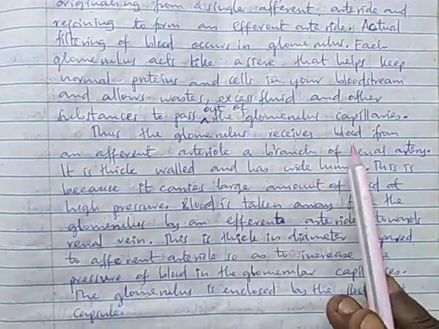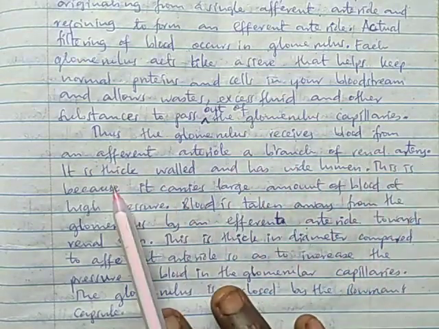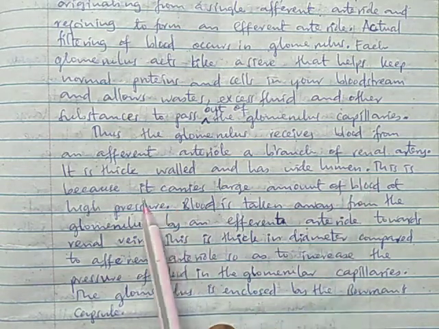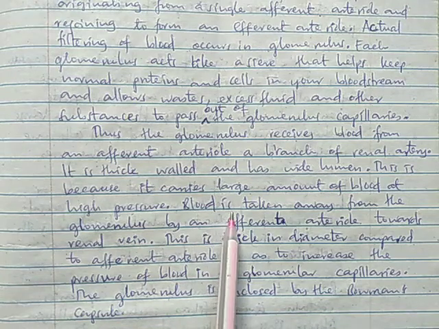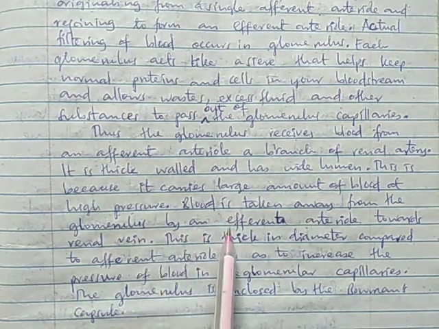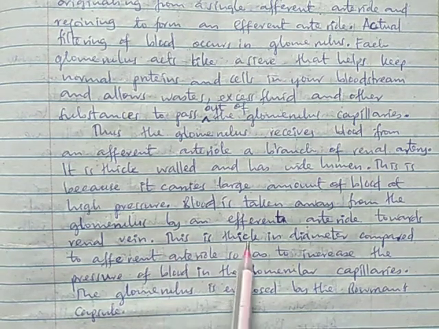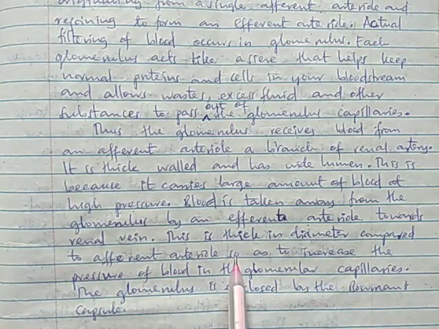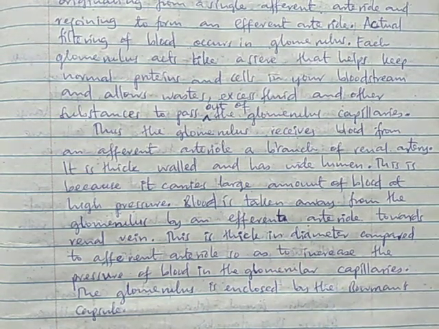Thus, the glomerulus receives blood from an afferent arteriole, a branch of renal artery. It is thick-walled and has a wide lumen. This is because it carries a large amount of blood at high pressure. Blood is taken away from the glomerulus by efferent arteriole towards the renal vein. This is thin in diameter compared to afferent arteriole, so as to increase the pressure of blood in the glomerular capillaries.